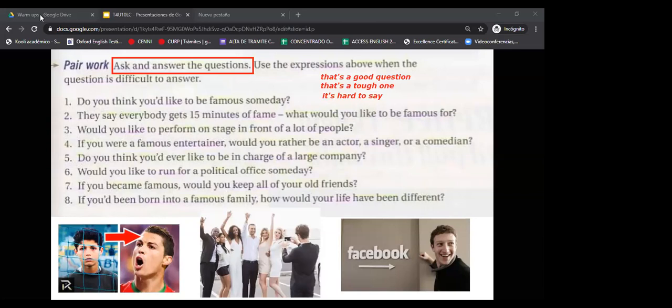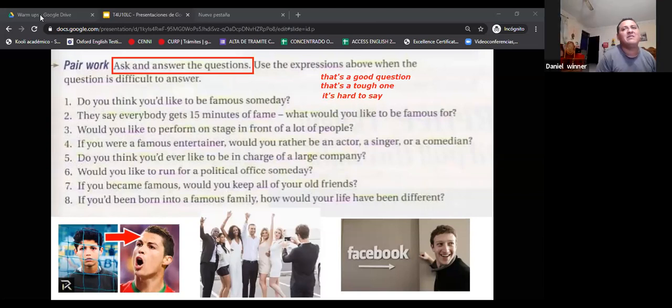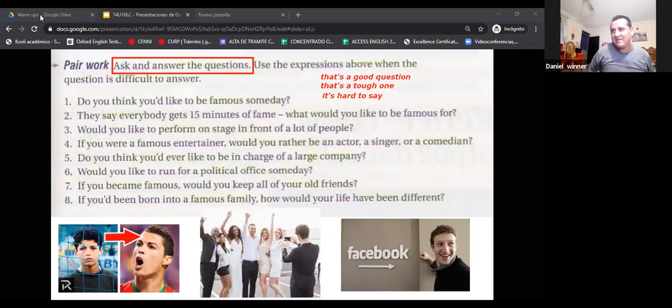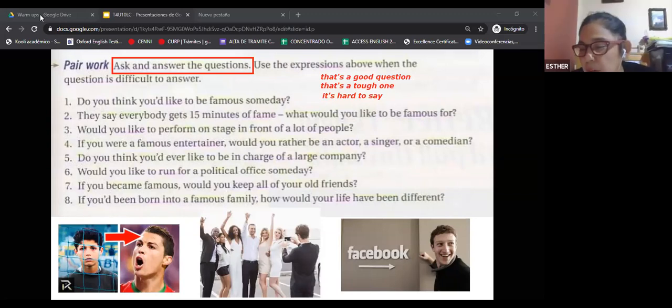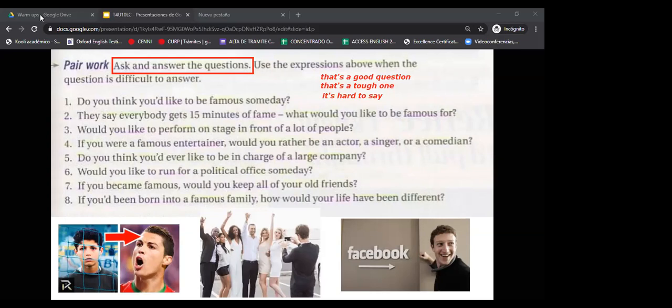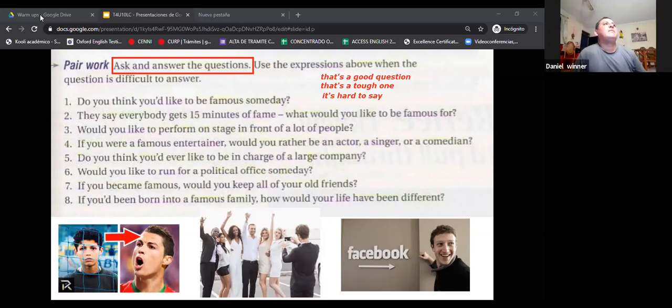You only upload a funny video on Facebook. Maybe we need to do a famous video on Facebook, and we are very, very famous. Yes. You can have your 5 minutes of fame. Yes. Number two. They say everybody gets 15 minutes of fame. What would you like to be famous for?